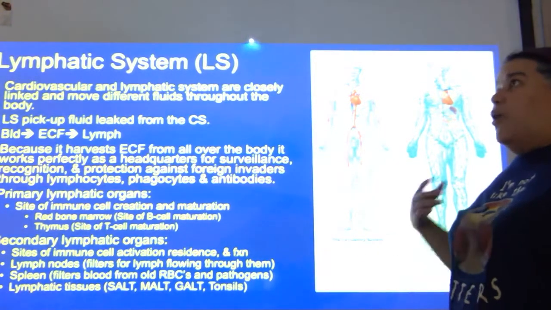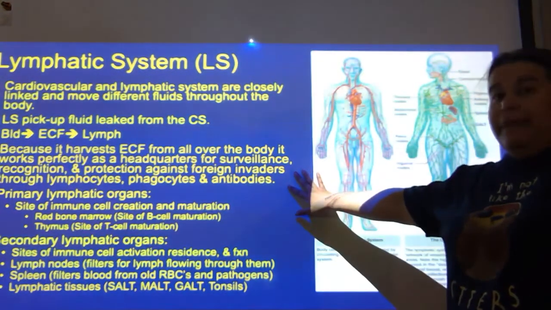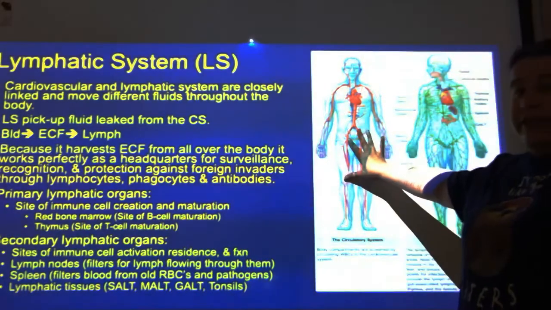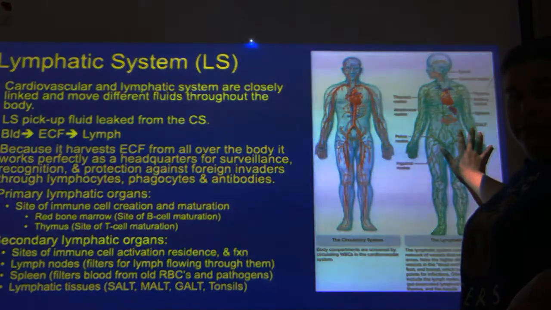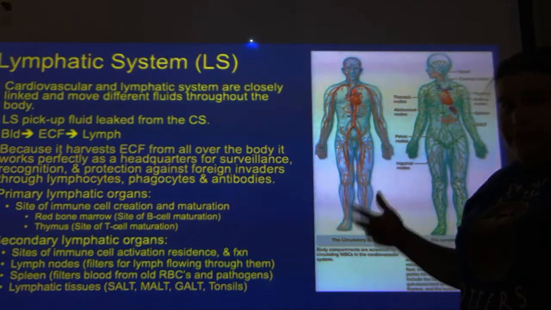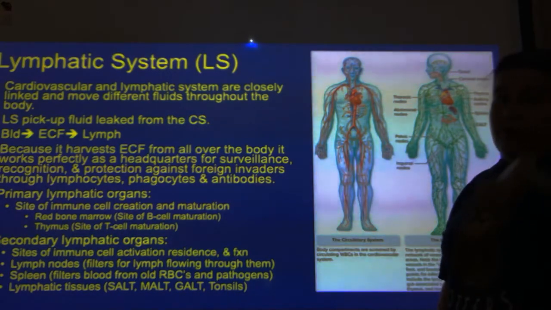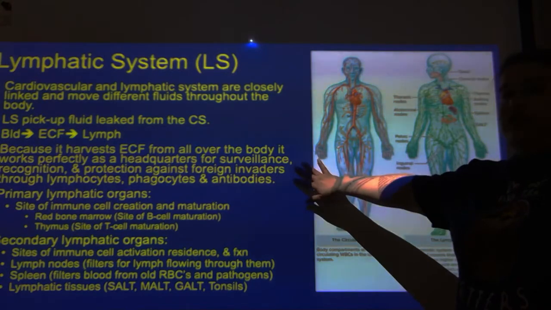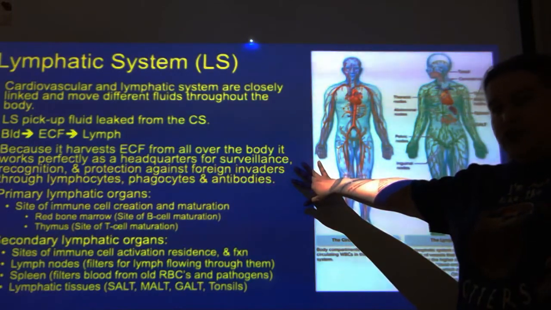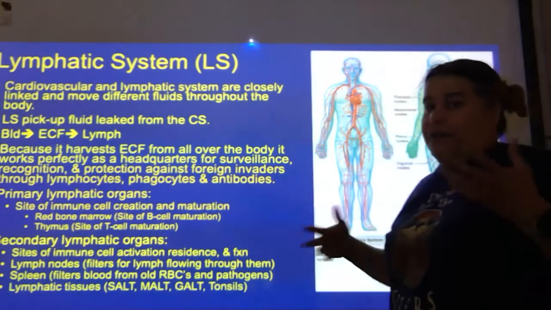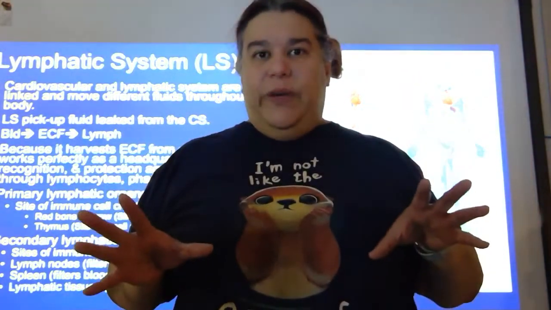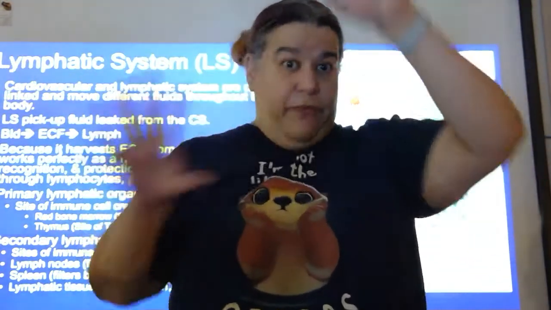Now, because it harvests that extracellular fluid from everywhere in the body, anywhere there is a blood vessel there is also a lymphatic vessel, meaning that I harvest from the bottom of the feet to the top of the head, to the tips of the fingers, to the center of my body where my liver is. This actually works perfectly as a good center for surveillance. If I'm picking up fluid from everywhere, no matter what, if there is anything in that fluid, I'm going to see it.